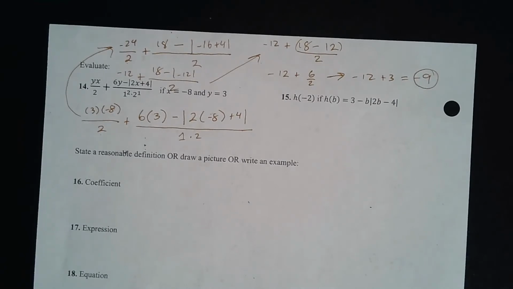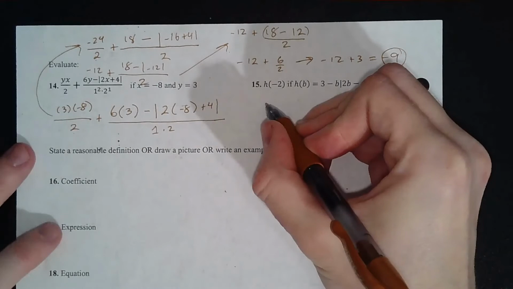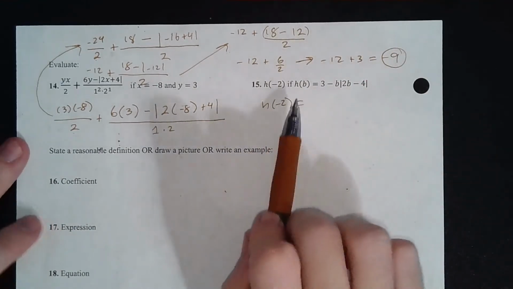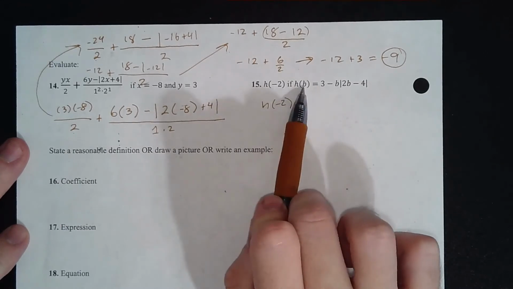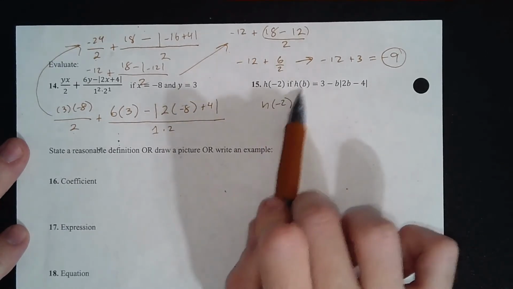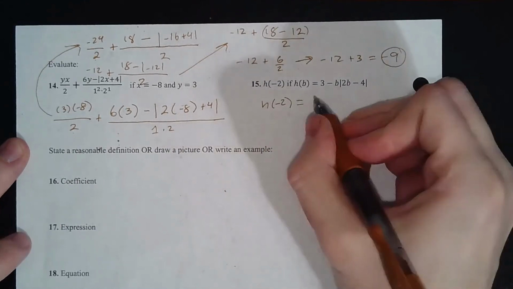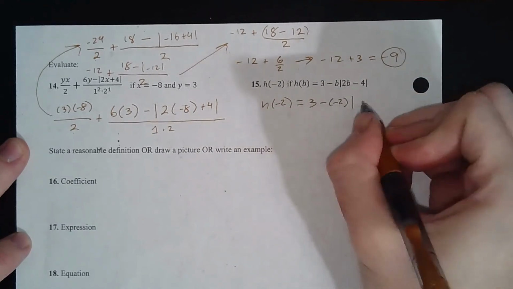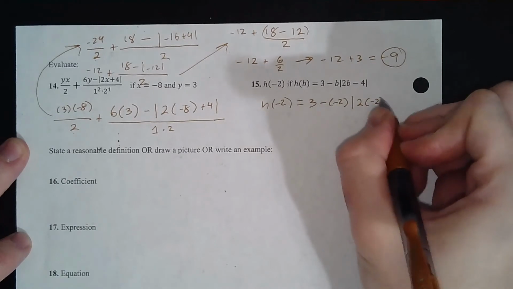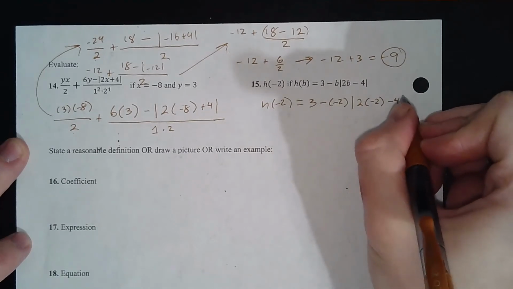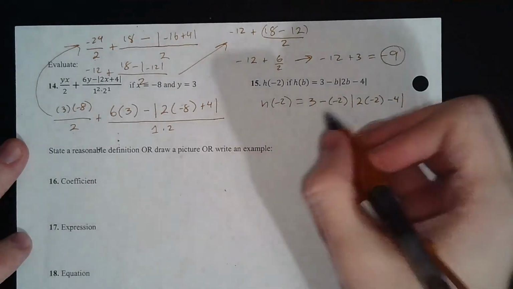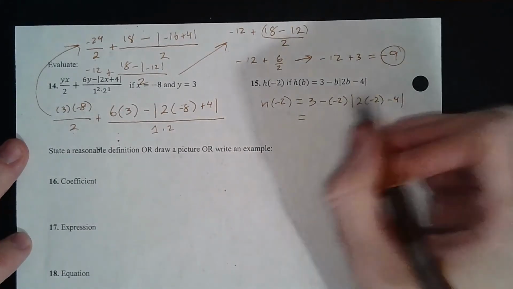Number 15. Got to plug in negative 2 for b. So h of negative 2 is, and we're replacing that b right there, because this is h of b, with a negative 2. So if that b became a negative 2, that means these b's over here become negative 2's. After that, we're just going to go ahead and do some math here.